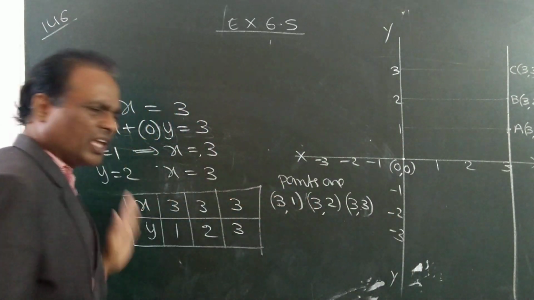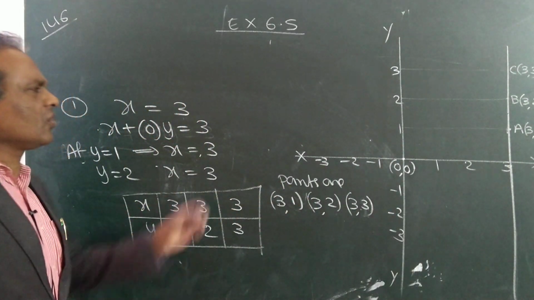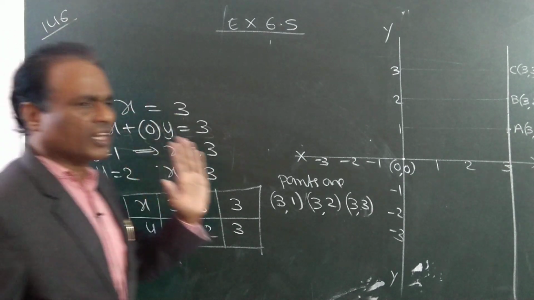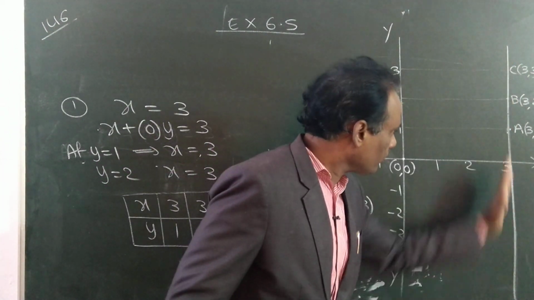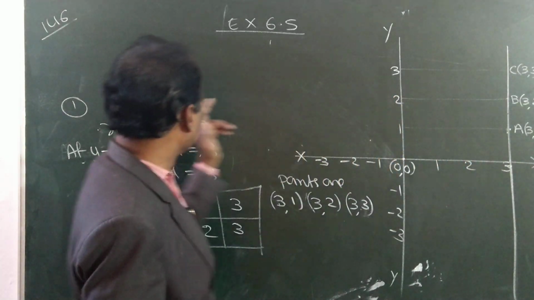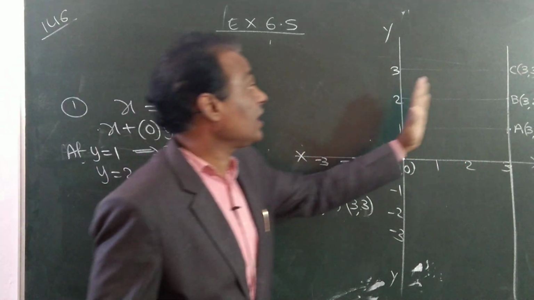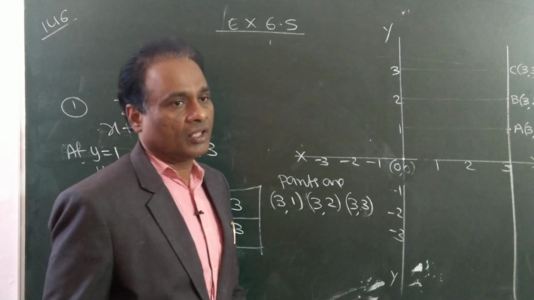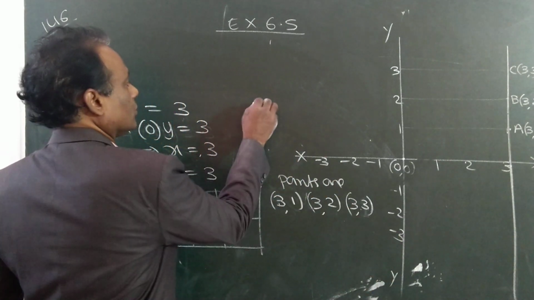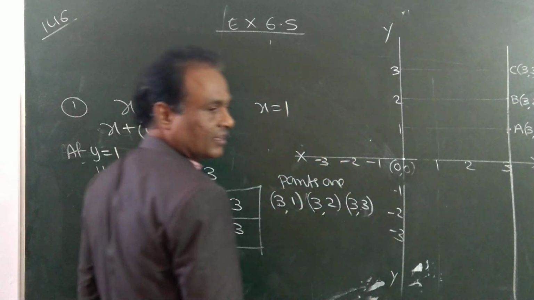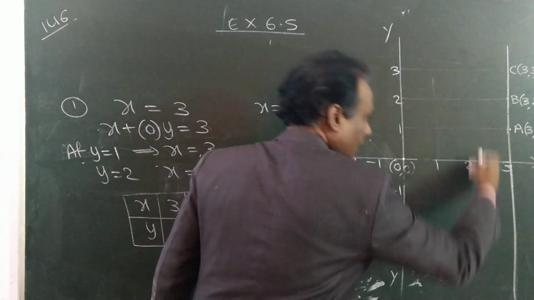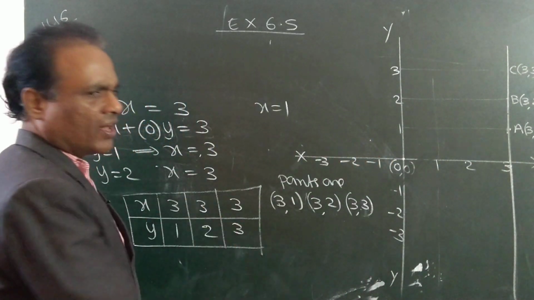No need of preparing the table, points, nothing. Just draw the line. X is equal to 3 means take x value 1, 2, 3 here and draw the line parallel to the y axis. X is equal to any number will always be parallel to the y axis. Suppose x is equal to 1 is asked, you will get a line like this. X is equal to 2, you will get a line like this. No need of preparing the table and all.